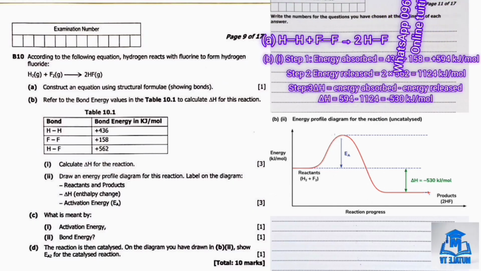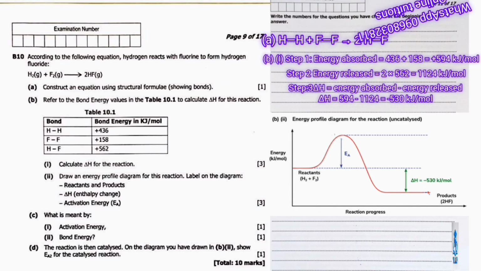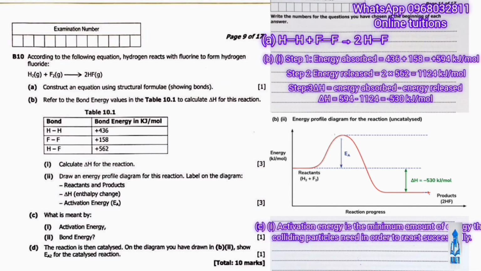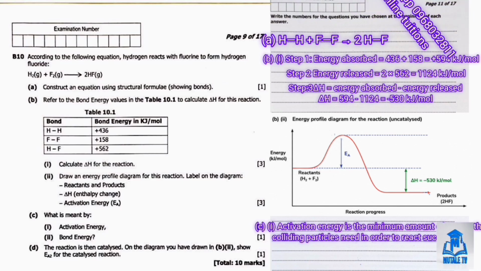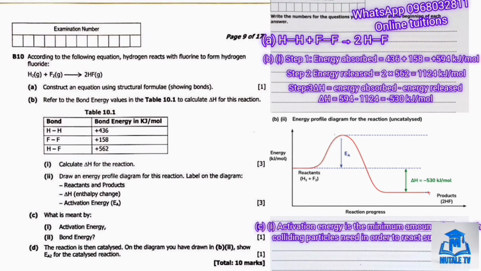Alright, moving on to question C, which is about definitions. But C1 asks what is meant by the activation energy. So activation energy is simply the minimum amount of energy that colliding particles need in order to react successfully.